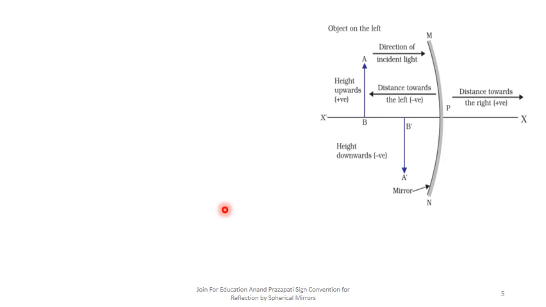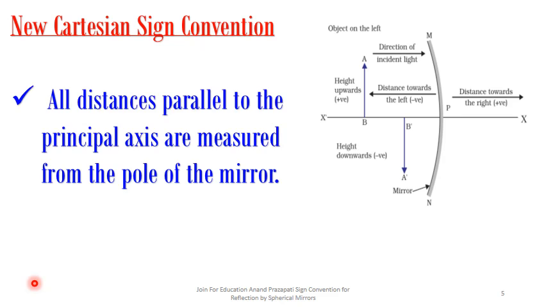All distances parallel to the principal axis are measured from the pole of the mirror. So all distances are measured from the pole of the mirror.